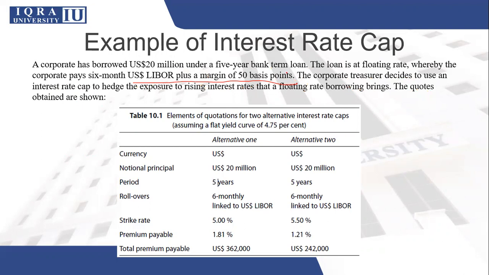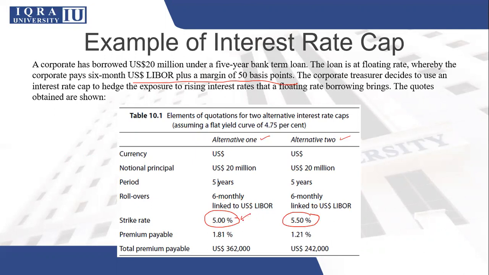So the corporate treasurer, because you're talking about a loan, is the borrower, and they want to implement an interest rate cap so that they ensure that their interest cost stays within a limit. Now they have two alternatives, alternative one and alternative two. The currency is US dollar, the notional principal is 20 million, the period is 5 years, it's 6 monthly. The strike rate is 5% in alternative one and it is 5.5% in alternative two.